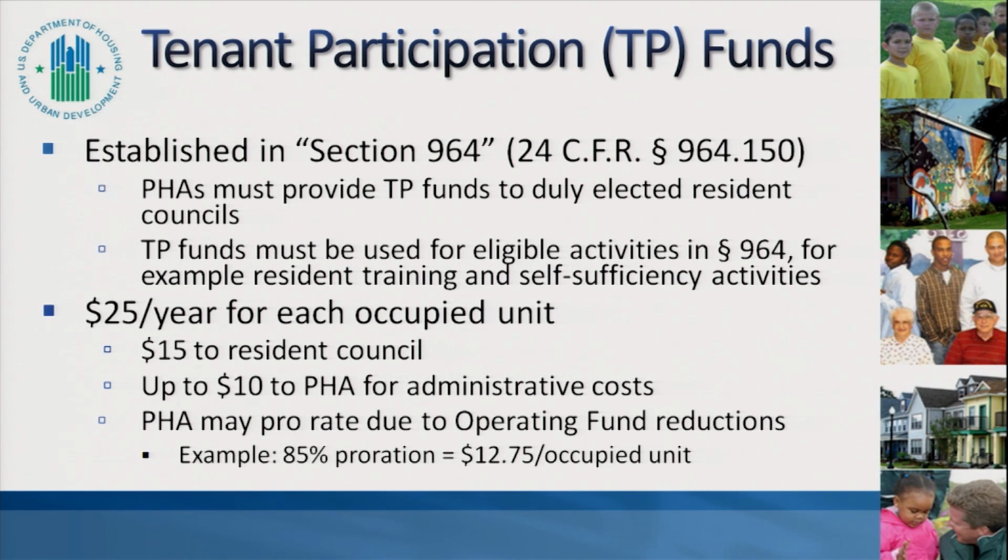When Congress allocates money for public housing, sometimes they do it at a lower funding rate than in previous years. So for example, a previous year's proration was 85%, and that means that a public housing resident council, instead of $15, would get $12.75 per occupied unit per year instead of the normal $15. But I'd also like to note that some PHAs have decided to allot up to $25 per year directly for the resident councils and don't take any money out for their own admin costs.